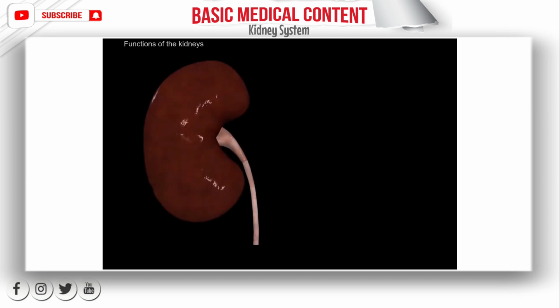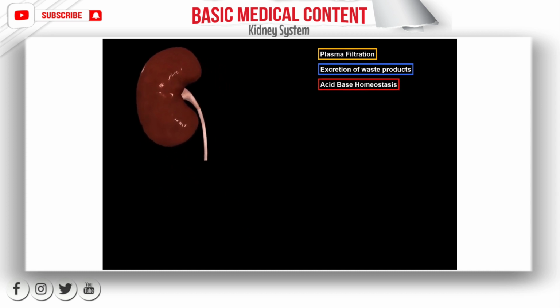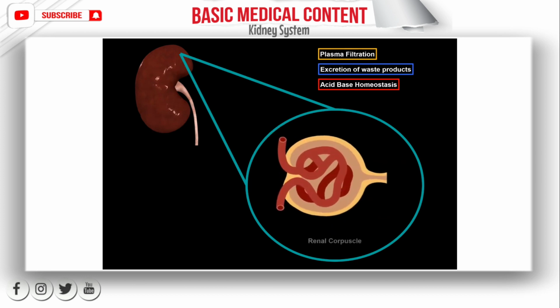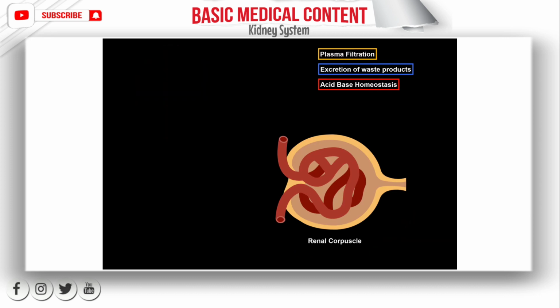So first off, what are the functions of the kidneys? There are three main functions that the kidneys have, and they are plasma filtration, excretion of waste products, and acid-base homeostasis. And the kidneys are able to do all that with the help of something called the nephron. We will talk a little more in detail about the nephron at the end of this video, but the head of the nephron is called the renal corpuscle. And this is the part that primarily filtrates the plasma.